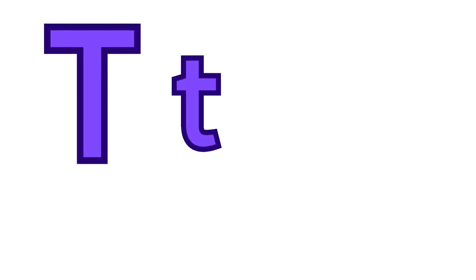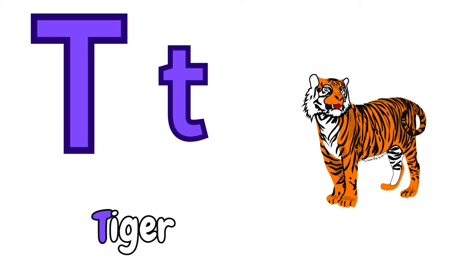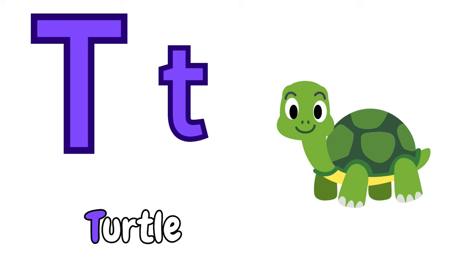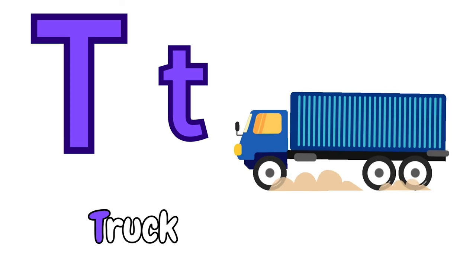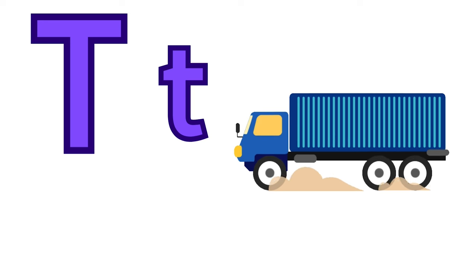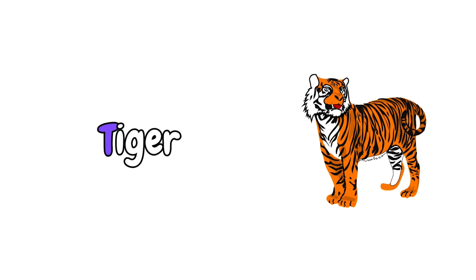Now, let's see which all start with alphabet T. T for tiger. T for turtle. T for tree. T for truck. Can we say once again, kids, T for?